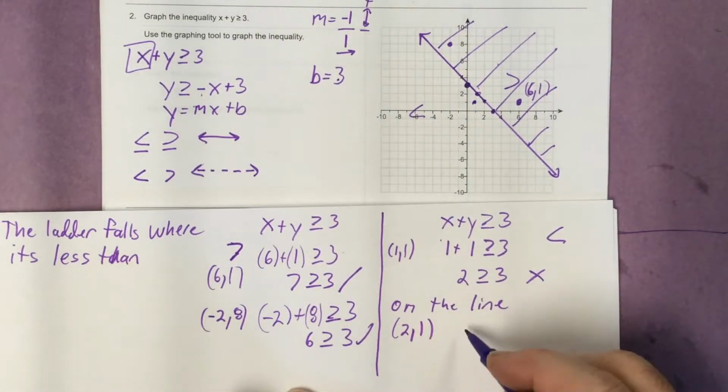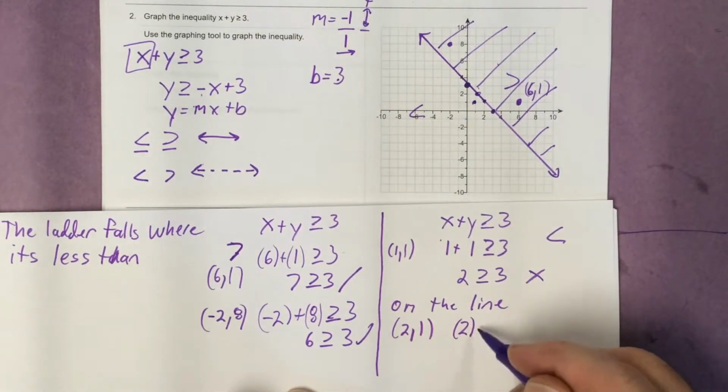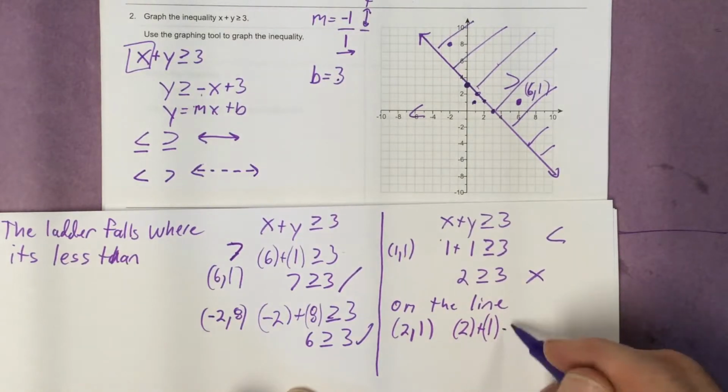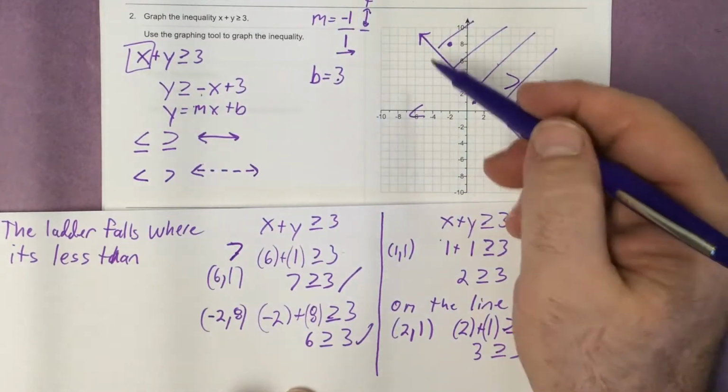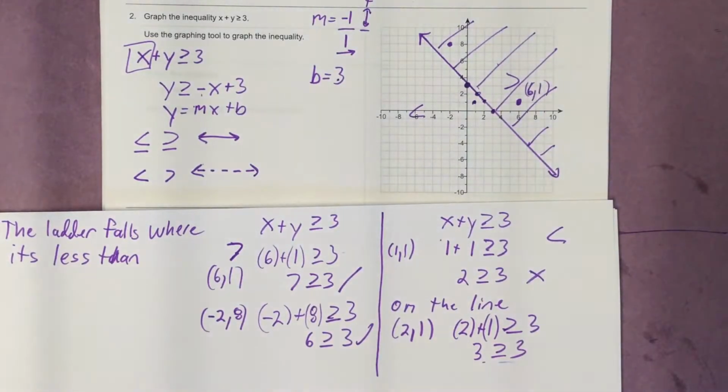I'm going to sub it into this now. And that's going to read 2 plus 1 is greater than or equal to 3. So let's see, 2 plus 1, that's going to be 3. Now 3 is not greater than 3, but 3 is equal to 3. So you notice on the line, as long as 3 can equal 3, we're good. So this is how the principle of solving inequalities works.